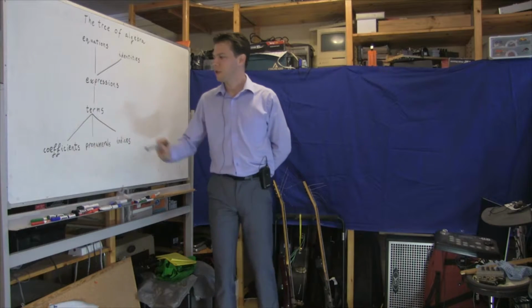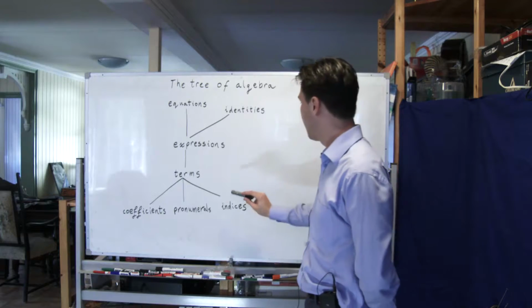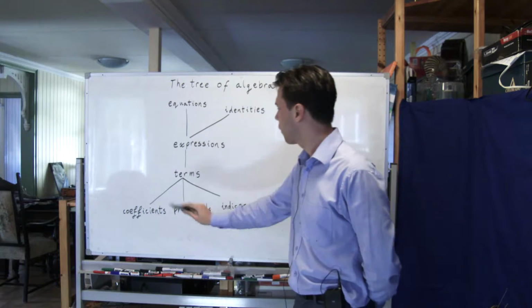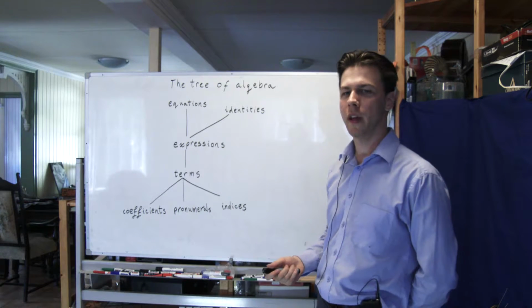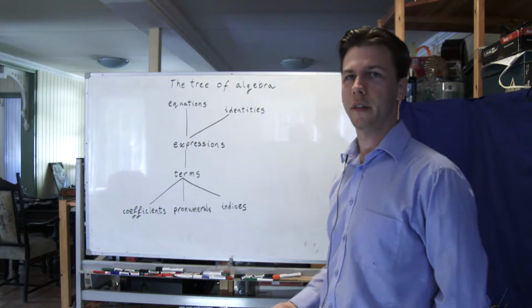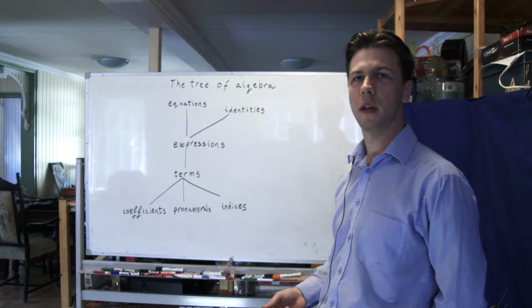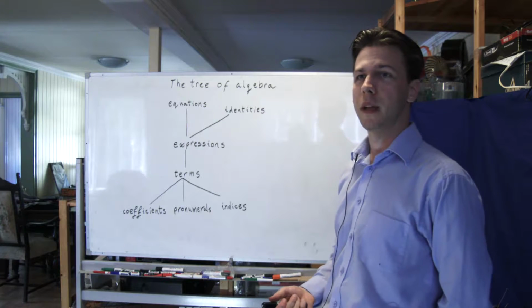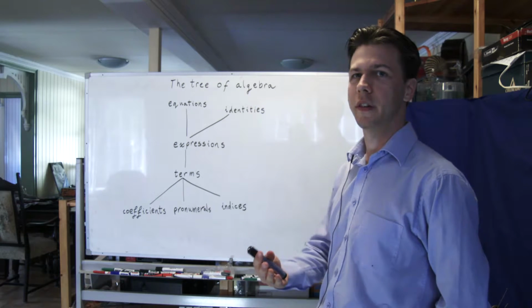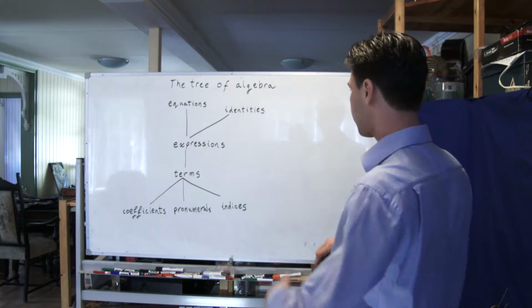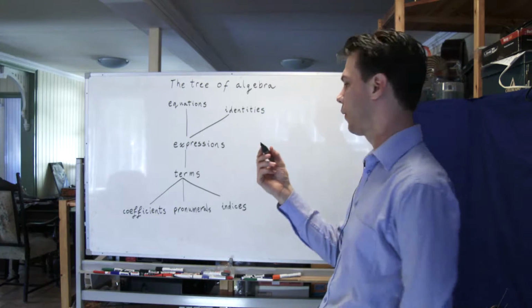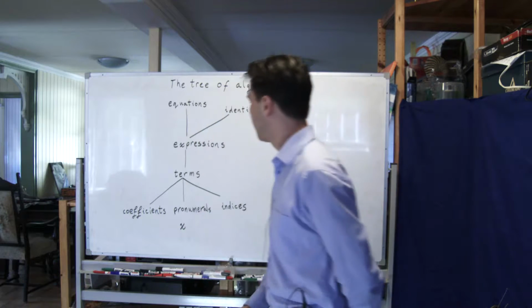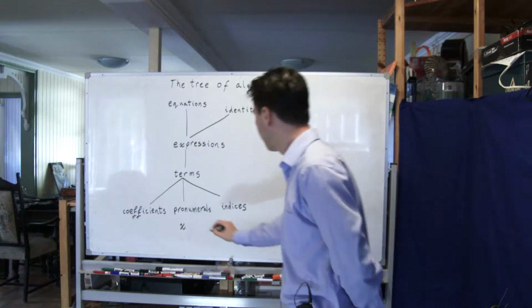And we have coefficients, pronumerals, and indices. Now, let's start with pronumerals. Pronumerals, just think of them like letters. Another word for pronumeral is variable. Pronumeral just means something which can stand for any number. So, some examples of pronumerals. X is the most common.